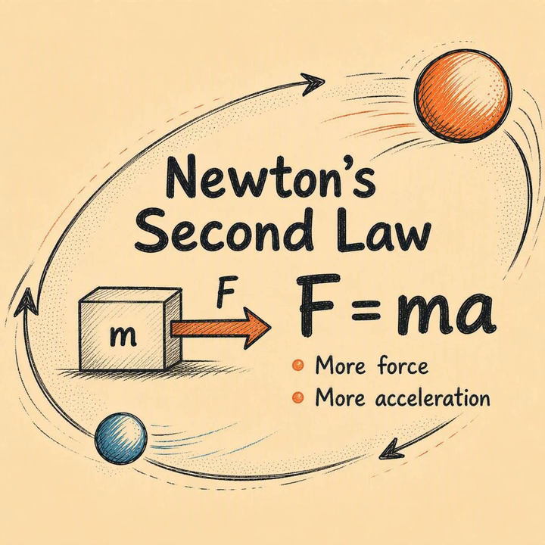Newton's second law explains the size of a motion change. Force equals mass times acceleration, or F equals ma. More net force produces more acceleration. For the same force, a larger mass accelerates less. This relationship lets us connect a push or pull to a measurable change in velocity.